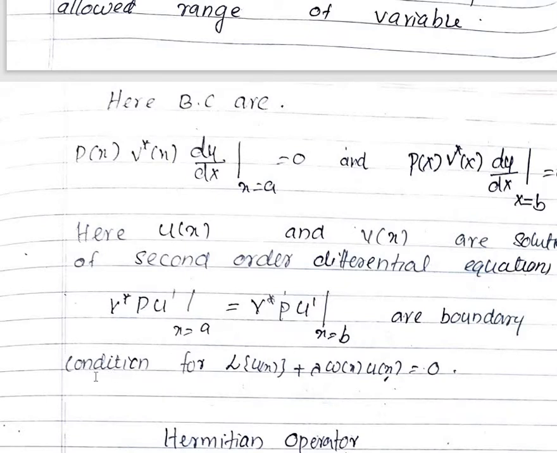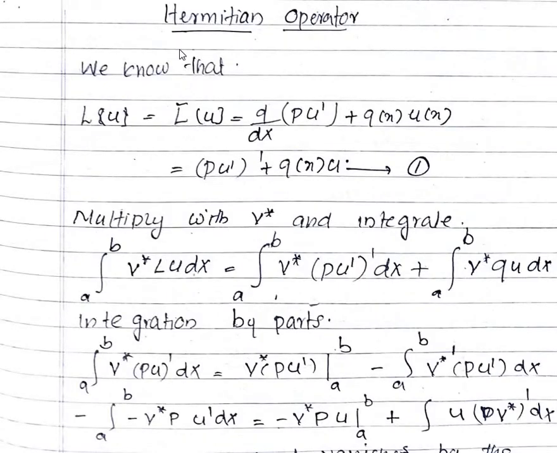And the equation is L u(x) plus lambda w(x) u(x) equals 0. So this is about the boundary conditions of the solution of second order differential equations. The next section is the Hermitian operator. We know that L of u is equal to L bar of u if this operator is self-adjoint, or it is a Hermitian operator.